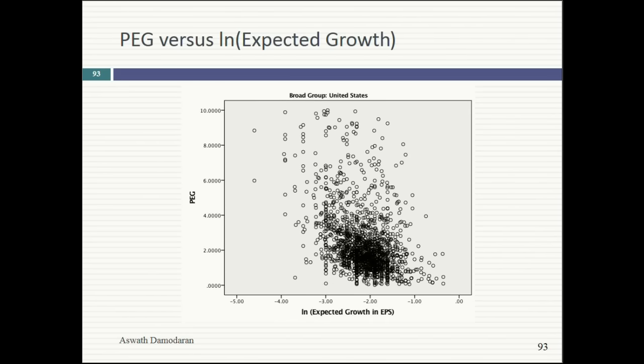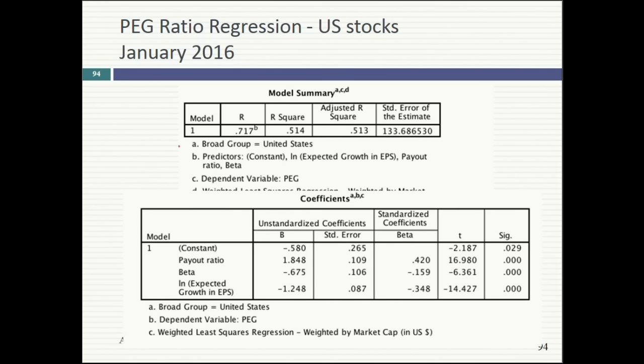So I took the natural log, and I know this might be just eyeballing, but the relationship looks a little more linear with natural logs. So compare the two. There's my regular growth. There's log of expected growth. When I ran my regression for PEG ratios, that was what I changed. Instead of running the regression against growth rates, I ran it against the natural log of growth rates.